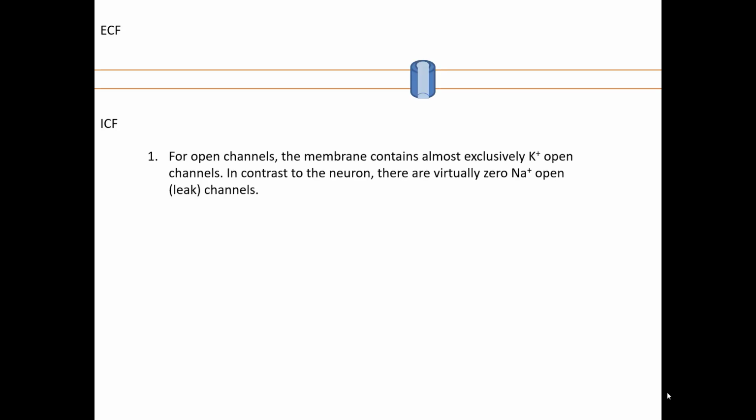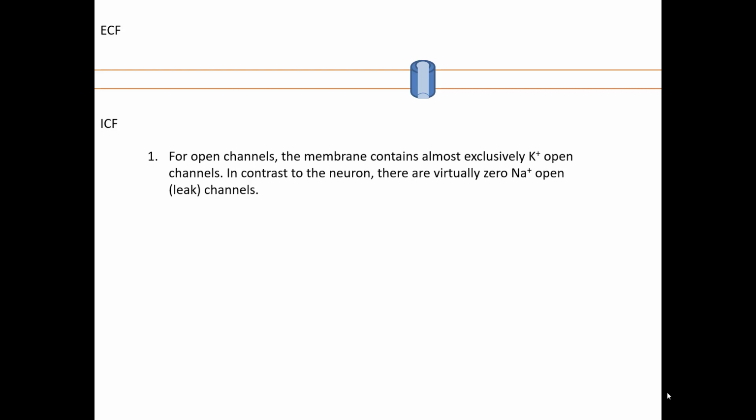As stated, the contractile cells have a resting membrane potential of minus 90 millivolts, not minus 70 millivolts like we see in the neuron. And the main reason why the resting membrane potential is at minus 90 here is because there are almost no sodium leak channels. So for our purposes, we're going to assume there are 0 sodium leak channels and that the leak channels are exclusively for potassium. So there's our potassium leak channel.